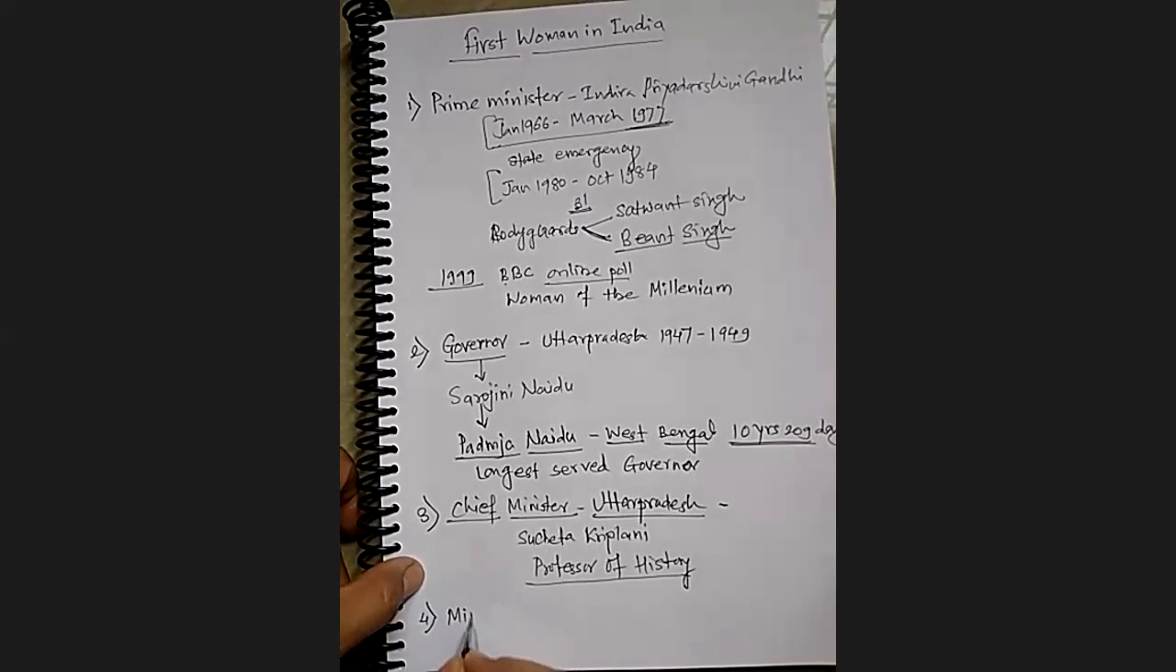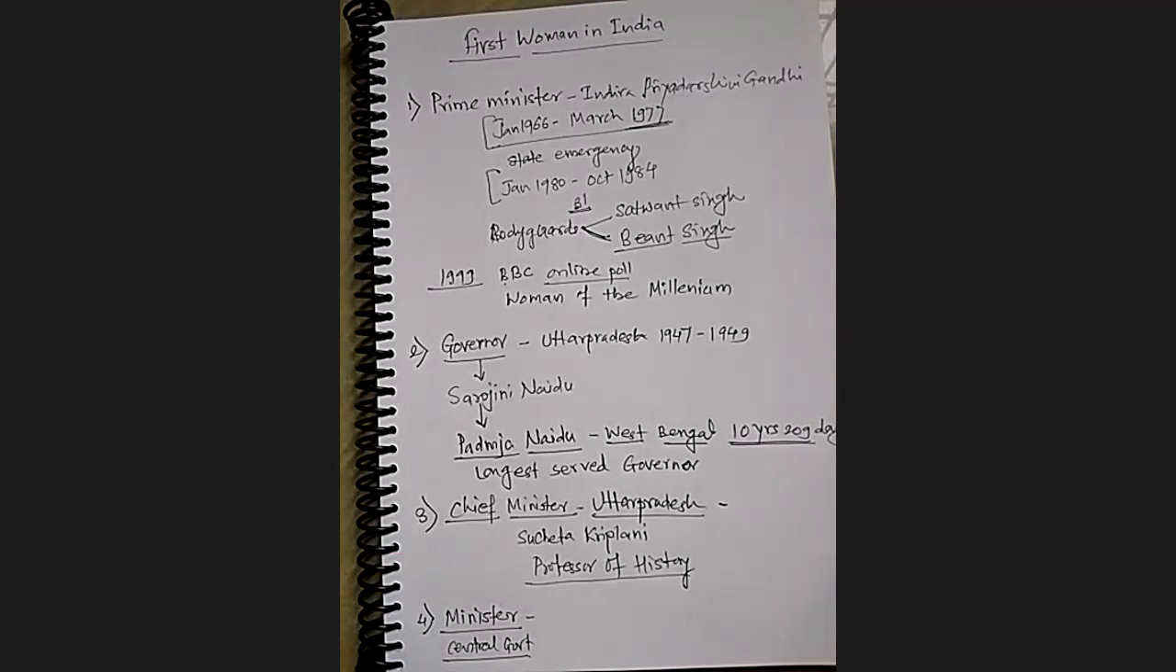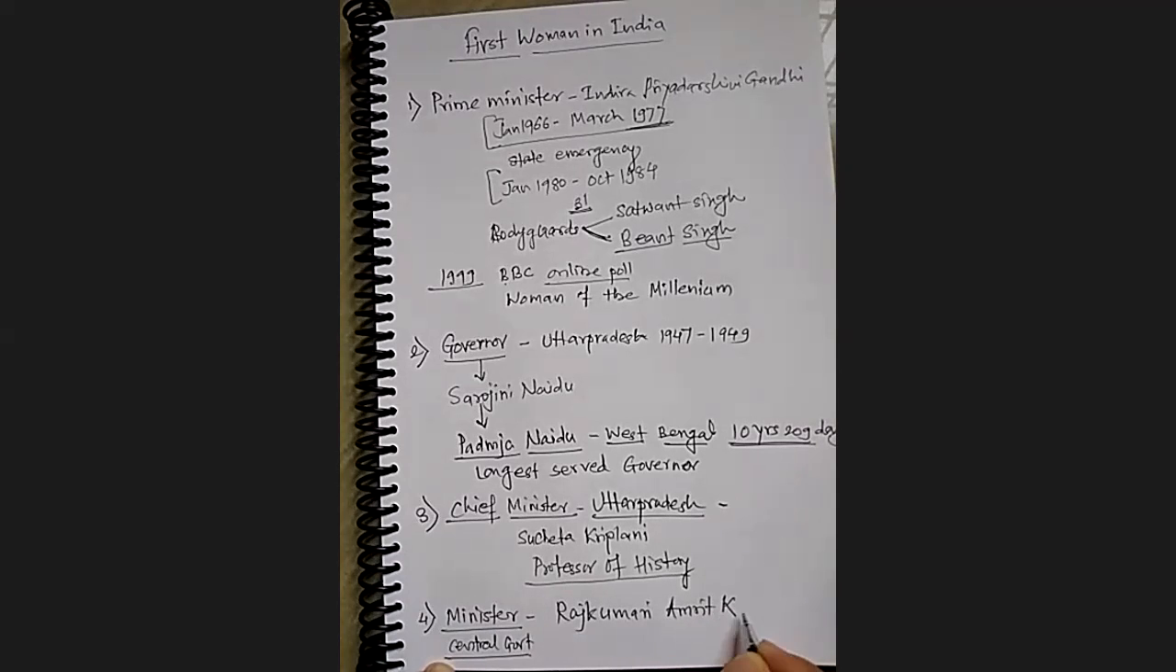The first woman minister in the central government, the minister for the central government, and the name is Rajkumari Amrit Kaur. Rajkumari Amrit Kaur was India's first woman minister, who had served for 10 years as a minister in the central government.